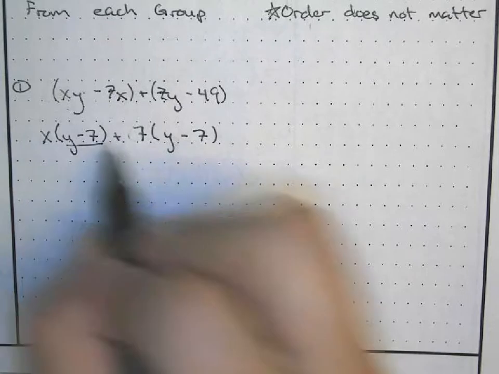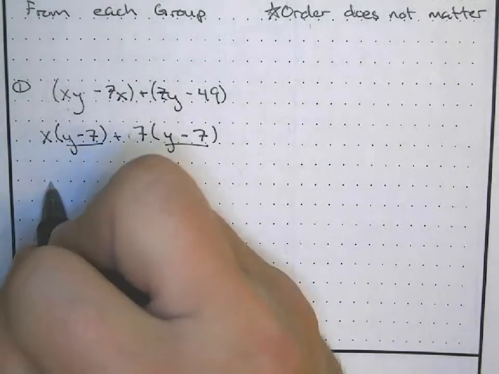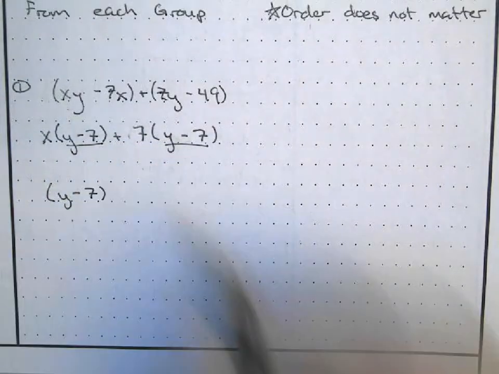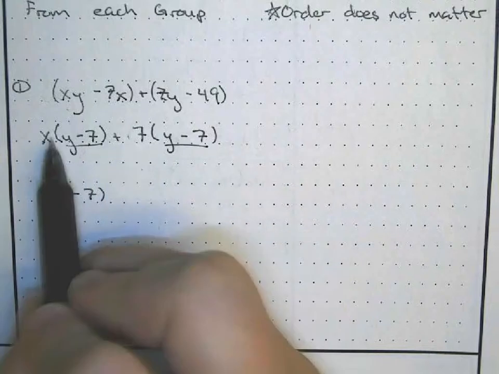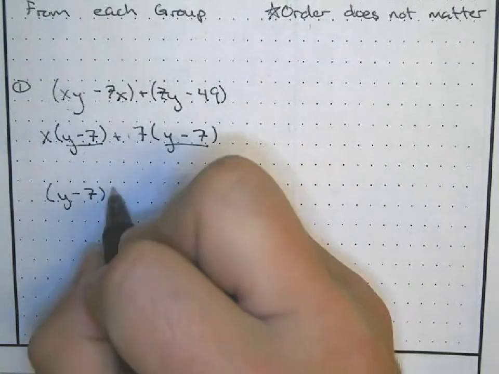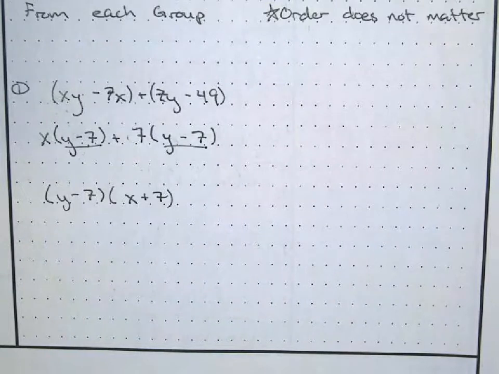Now, since they both have that y minus 7, I can factor that out, like so. And once I've factored that out, I'm left with the x and the plus 7, and I bring those down.